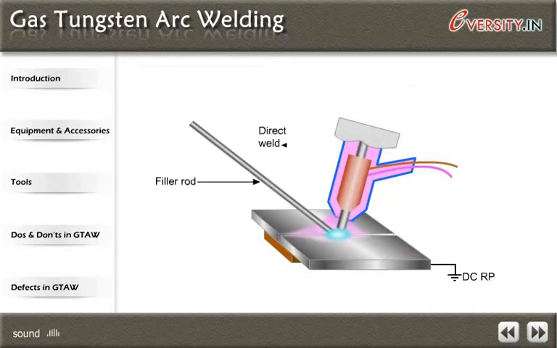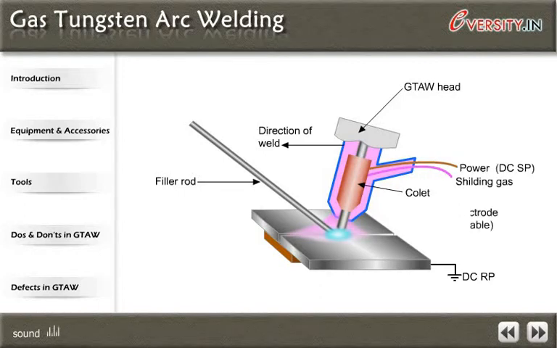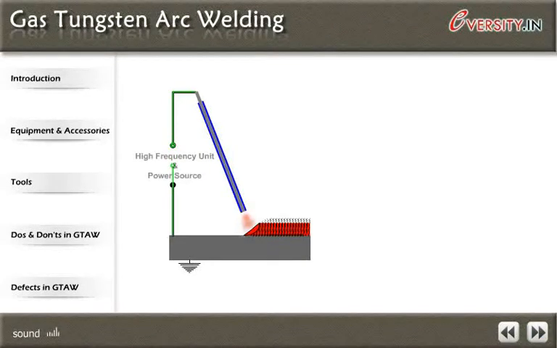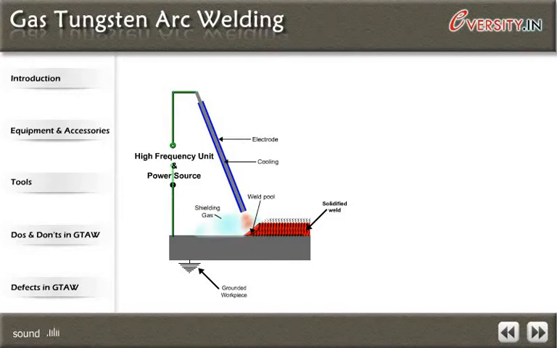Filler rod. Direction of weld. GTAW head. Power, shielding gas. Contact tube. Tungsten electrode, non-consumable. Weld bead. Shielding gas. Copper shoe. Optional electrical arc. High frequency unit and power source. Solenoid valve. Grounded workpiece. Electrode. Cooling. Weld pool. Protecting gas.